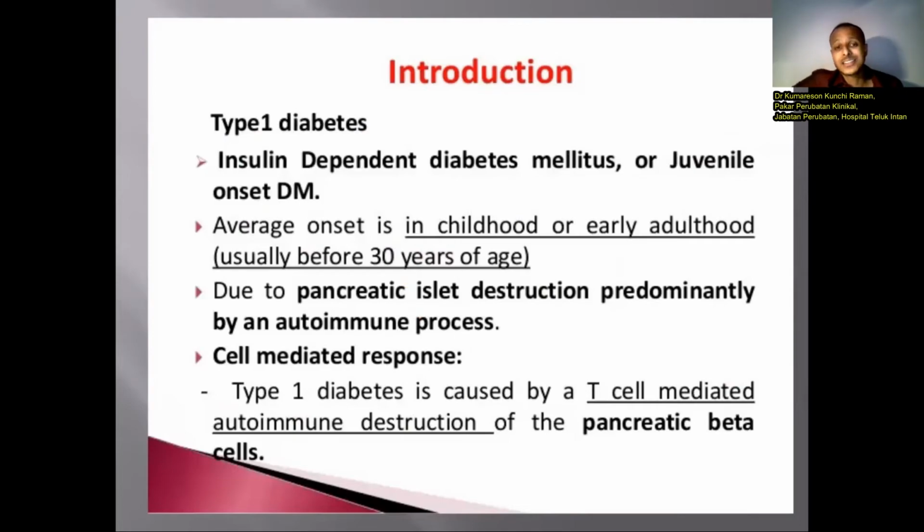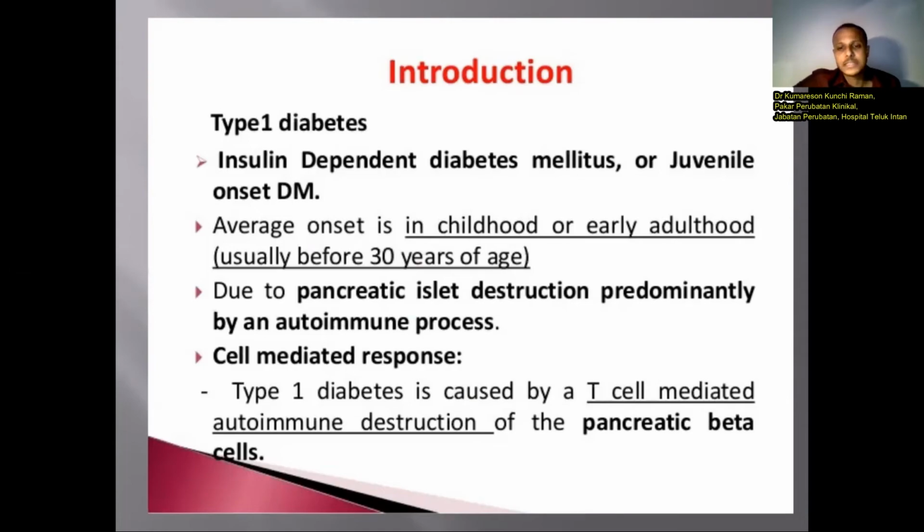I told you in the earlier slides, your body does not produce any form of insulin. Your beta cells in your pancreas are basically denatured and destroyed during in utero. So you are basically insulin dependent diabetes mellitus. The average age of onset, as I've mentioned, is basically in childhood and early adulthood, usually before 30 years old. So what I've just mentioned is pancreatic islet cell destruction predominantly by an autoimmune response.